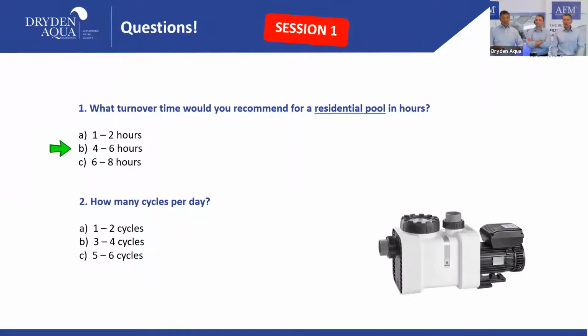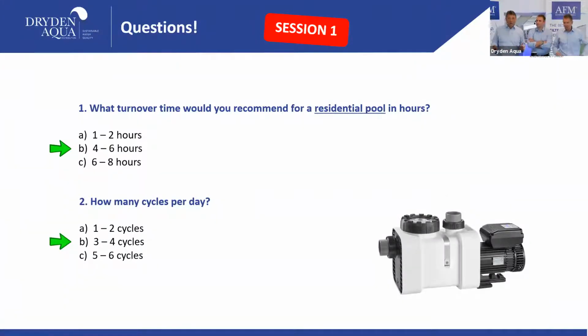Okay. Number 2. How many turnover cycles per day? A, 1 to 2. B, 3 to 4. C, 5 to 6. Remember, residential pool. The answer is B.